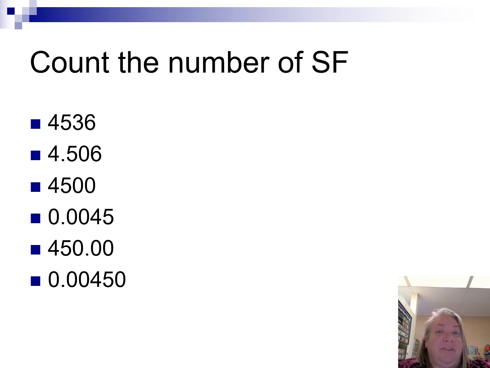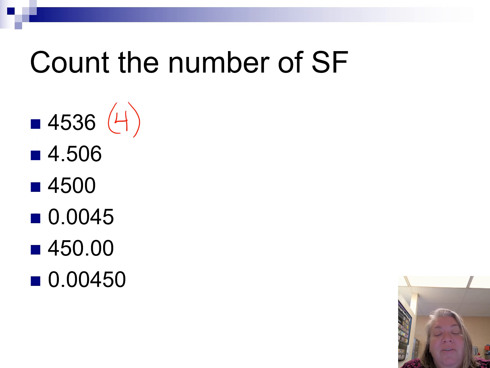This slide has some examples, so I want you to pause it, try these examples, and then we'll go over the answers. Okay, you did pause it and try, right? All right, your answers on this one. This first one, 4,536. All of those numbers are non-zero. They're all considered to be significant. That has 4 sig figs.